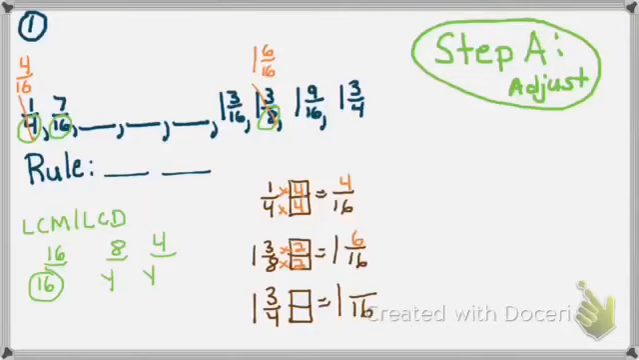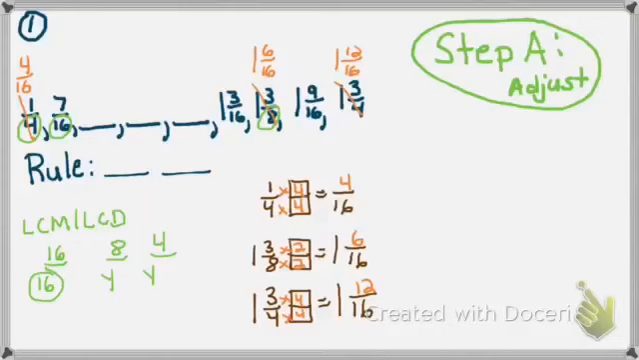Go back to the last problem in the brown, 1 3/4. What do I do to a 4 to turn it into 16? 4 times 4 is 16. Whatever I do on the bottom, I must do on the top. And 3 times 4 equals 12. So I'll go back up, cross up my original mixed number of 1 3/4, and I'll change it to the new mixed number of 1 12/16.